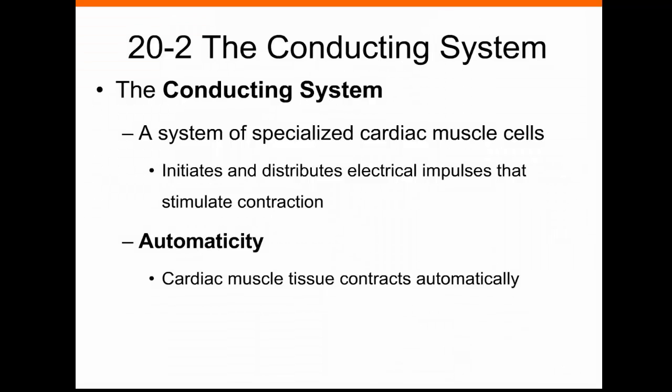So the conducting system, it's a specialized system of cardiac muscle cells. They initiate and distribute electrical impulses that stimulate contraction. The cardiac muscle cells have automaticity, which means that they can contract automatically.